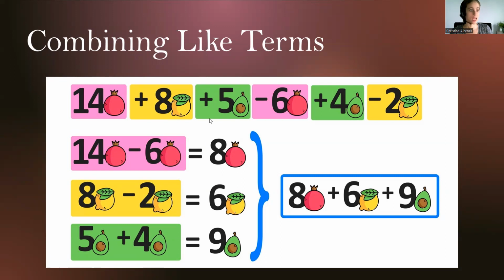And then 8 lemons, 5 avocados, but then we take 6 of those tomatoes away. We add in 4 more avocados and we take out 2 more lemons. If we were to combine these with all of the like fruits, the things that are the same, we would have our total in the fruit basket at the end. And notice that when we're combining like terms, yes, they all may have a fruit attached, but they're different kinds, so we keep them separate. We have 8 of the tomatoes, 6 of the lemons, 9 of the avocados.